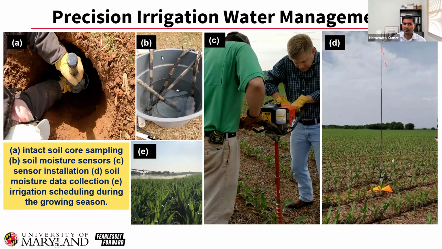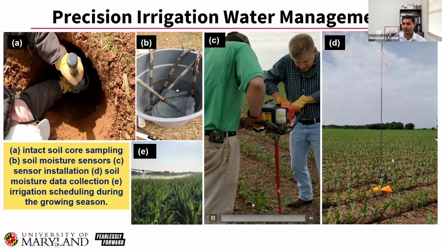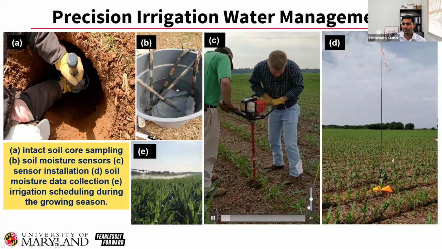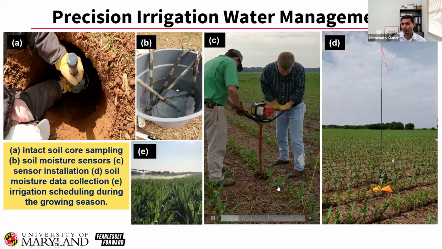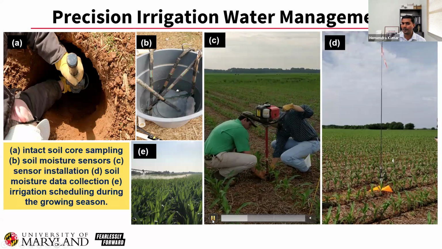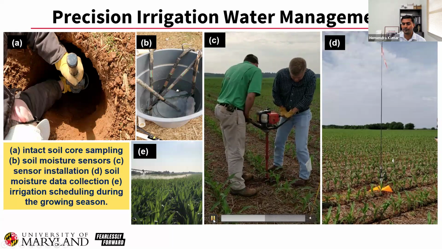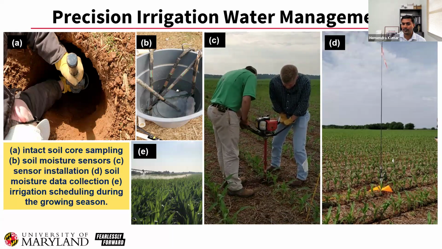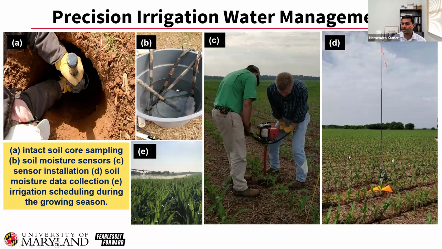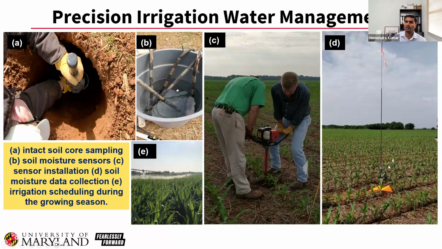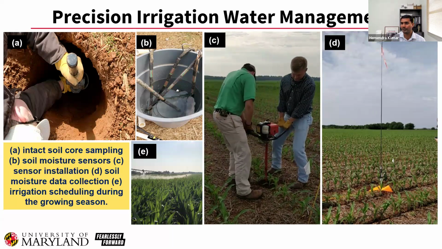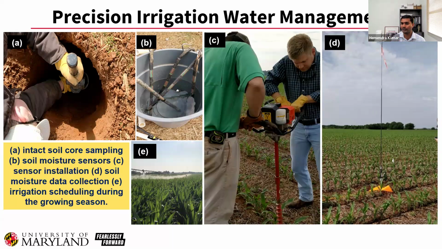Like in figure B, this is the soil moisture and these are the watermark tensiometers. We put those in the field. We install them between the rows or between the plants at a depth depending on the cropping system. For example, for corn we go for 24 inches, and then ultimately you have a sensor sitting in the field which is all IoT, Internet of Things, meaning you install the sensor and it is recording the data.